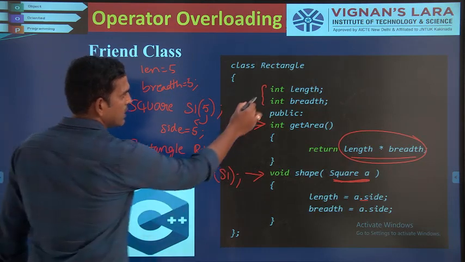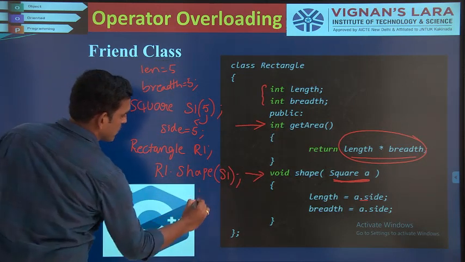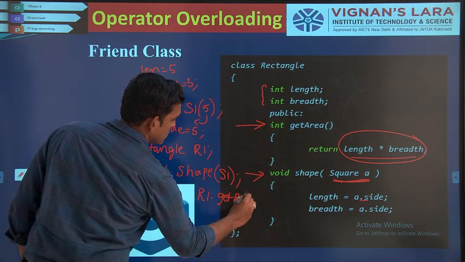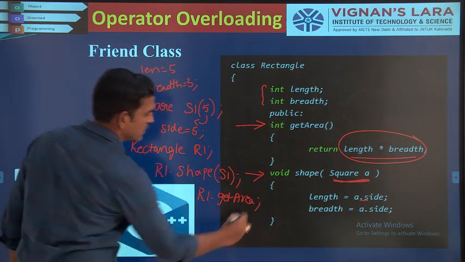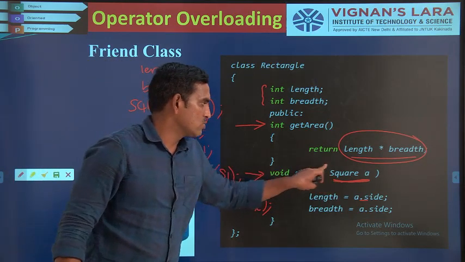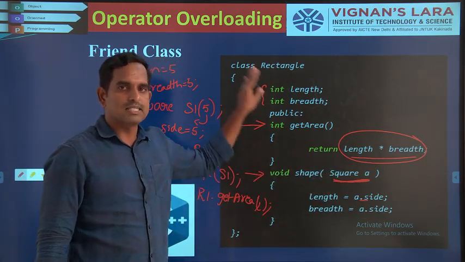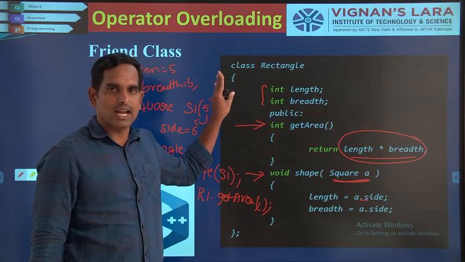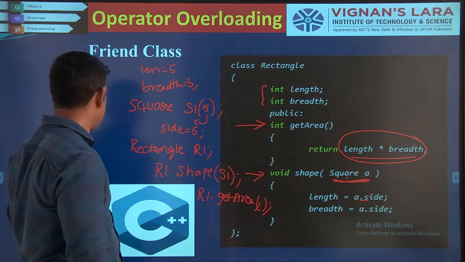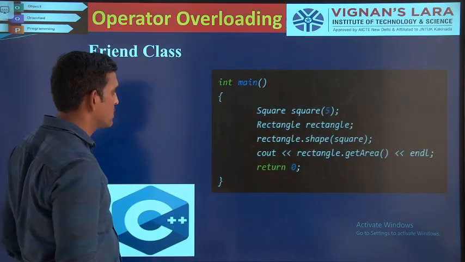Okay, once your length value is 5 and breadth value is 5, next I can call this particular method. So I will be calling R1 dot get area. So this is how you can use this particular method. As you can understand, you are using this particular square object. Why? Because since the rectangle is a friend of your square class, it can create the object of your particular class.